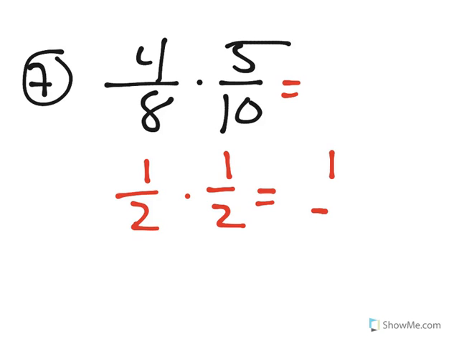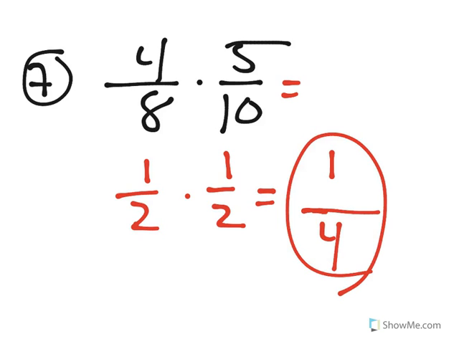Not sure if this copied, but I am simplifying my fractions 4/8 and 5/10. 4/8 to 1/2, 5/10 to 1/2. 1 times 1 is 1. 2 times 2 is 4. So my answer is 1/4.